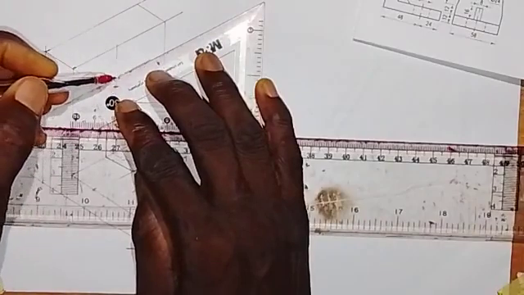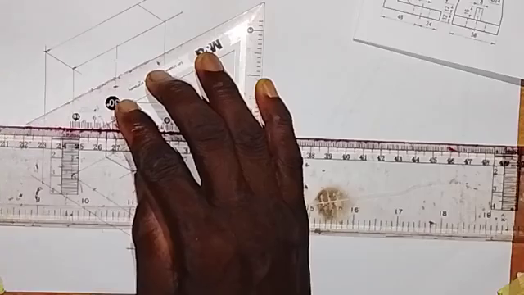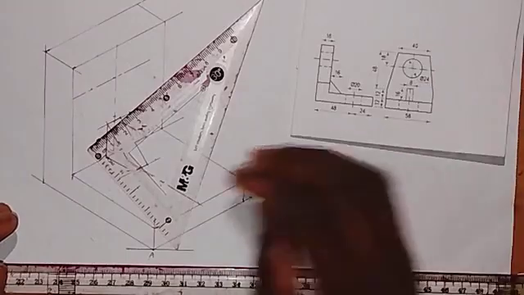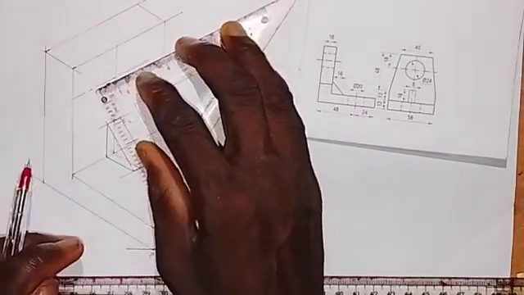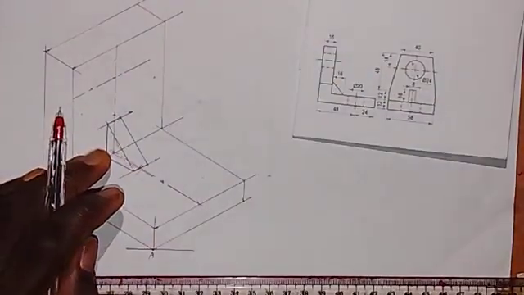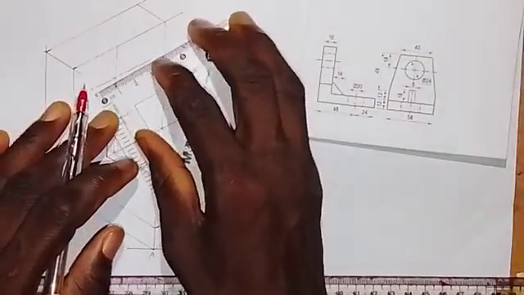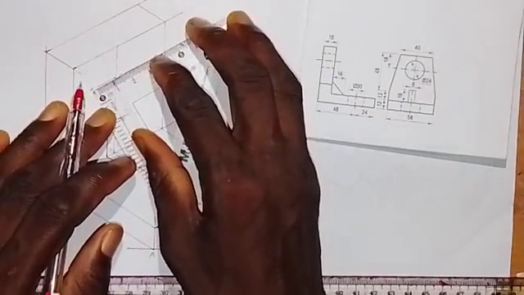Okay, so we have this now. All right, so then we are going to form a square. The diameter of the hole is 24, so we have to take a measurement of 12 millimeters through. So we take from here. We are going to take 12 millimeters from this center.